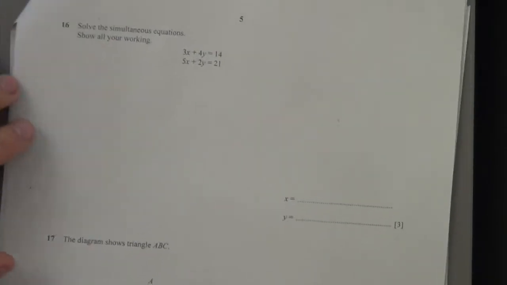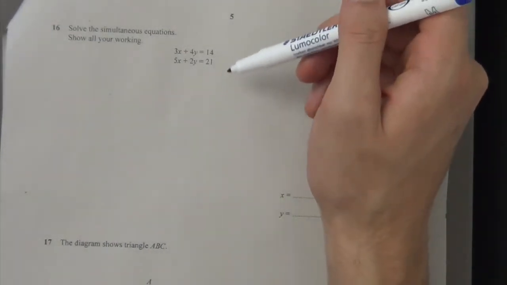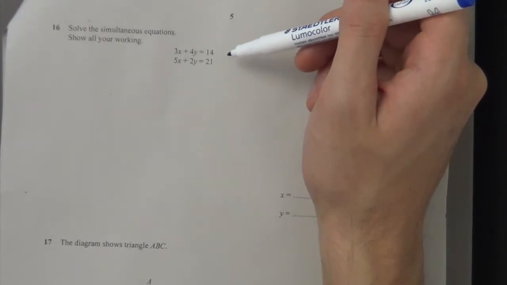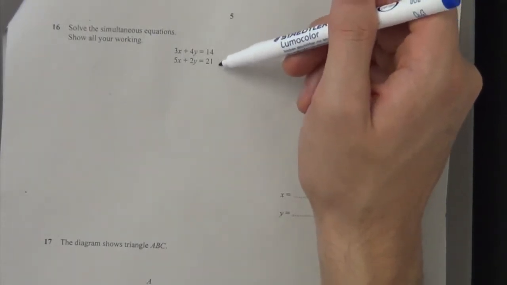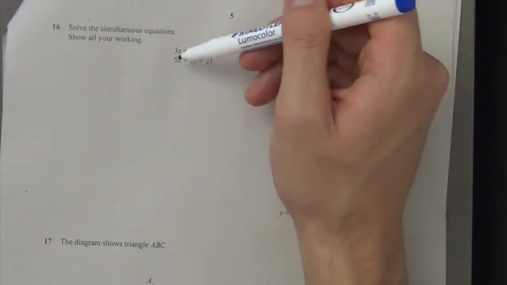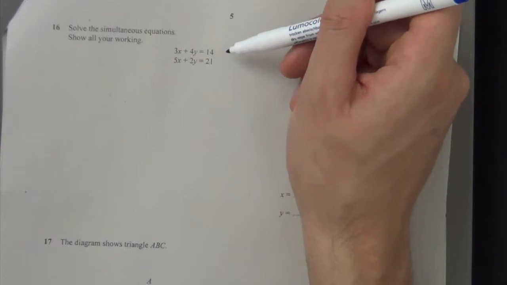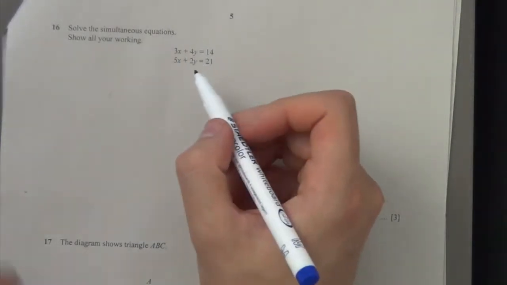Right, simultaneous equations. There are so many ways of solving simultaneous equations. I'm just going to show you my way of doing it. You can pick any one first to find the value of x or y first, but I'm going to take the top one and find y. So that's how I do it.